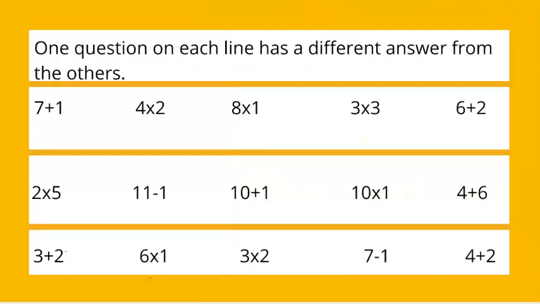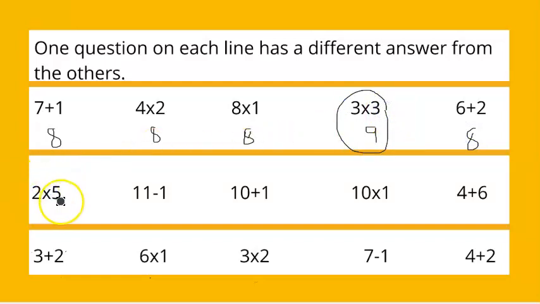Okay, the next question. Now, one question on each line has a different answer from the others. Now, let's find the odd one out. 7 plus 1 is 8. 4 times 2 is 8. 8 times 1 is 8. 3 times 3 is 9. I'll write my 8 properly. Okay, and 6 plus 2 is 8. So the odd one out here is 3 times 3.